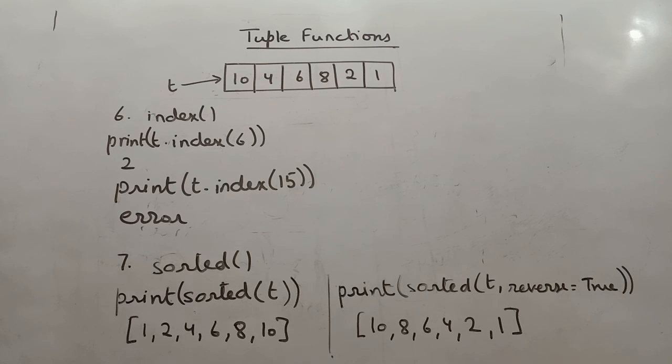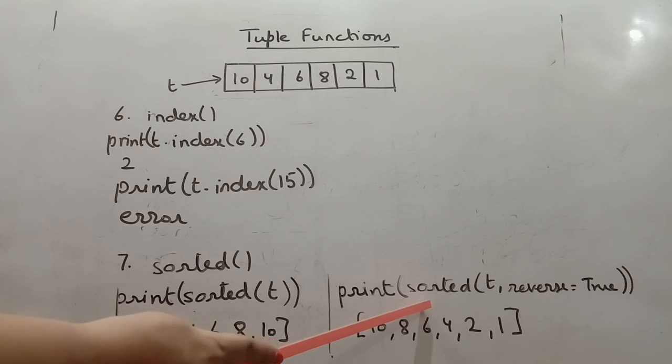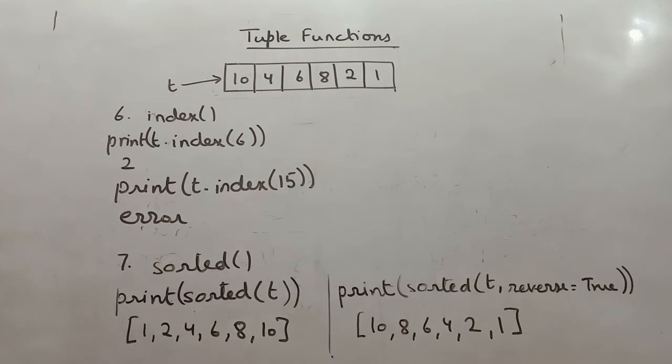But if you want to sort the tuple in descending order, then what we have written is sorted t comma reverse is equal to true. Now the contents of the tuple are provided in the form of a list in descending order, right? So these are the functions of tuple.